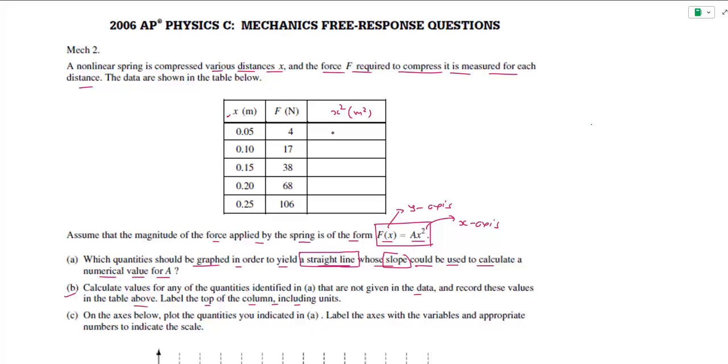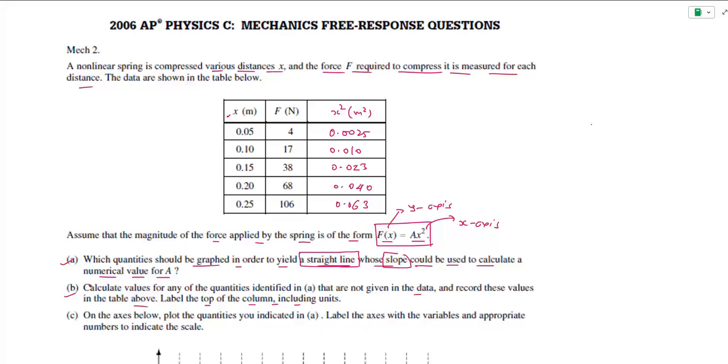If you square 0.05, how much would that be? 0.0025. Square of 0.1 is 0.010. Of 0.15, how much would that be? 0.225. If I round off to 3 decimal places, that will be 0.23. Then 0.040 and 0.25, so it is 0.0625. Round off to 3 decimal places, so that would be this much. Right?